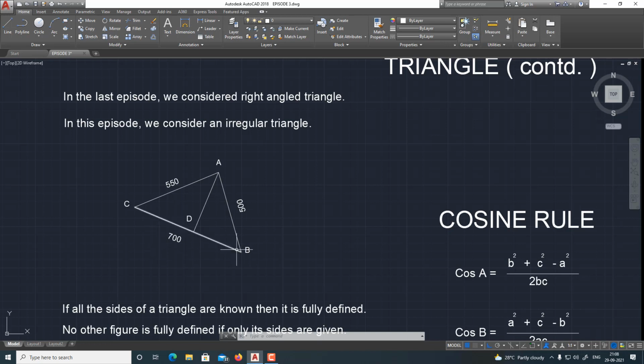The side opposite A is called small a and is 700. The side opposite B is called small b and is 550. The side opposite C is called small c and is 500.